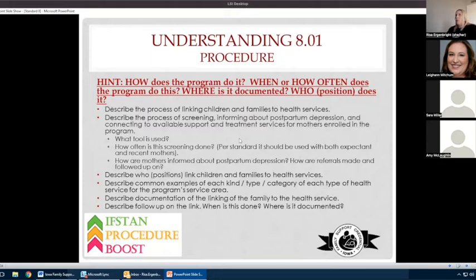Maybe there's one that your organization partners with quite a bit, and so maybe that's an appropriate thing to list in there. It all depends on the structure of the program. Describe the documentation of linking the family to the health services.